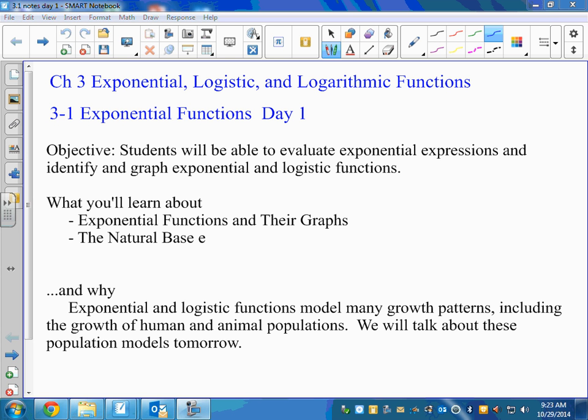Anytime you get a loan out, there's an exponential function involved. You don't actually do the work because they type it all in for you, but it really is using math. And so there's a lot of applications for this. We're going to spend today talking about what exponential functions are, what their graphs look like, and talk about that number e, which hopefully won't be too bad.